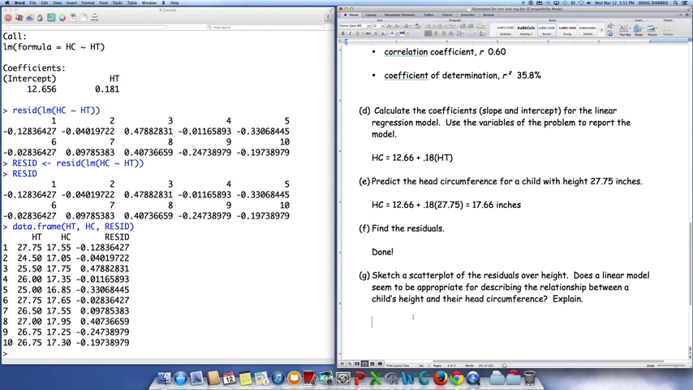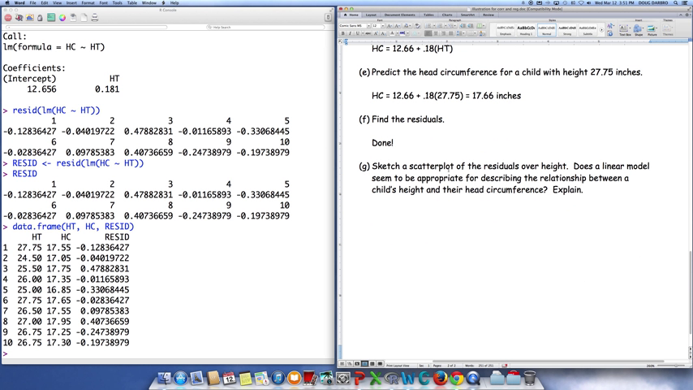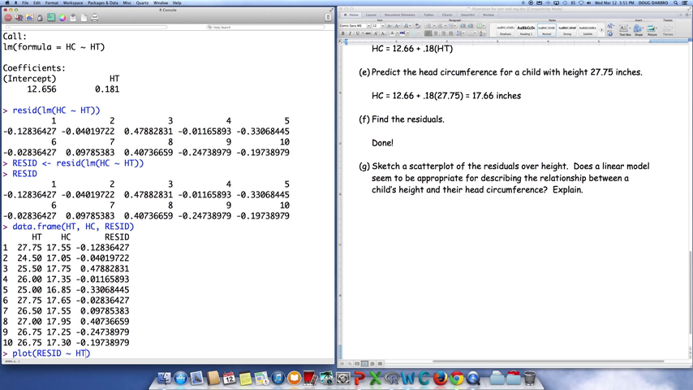Now the reason we do the residuals in this video is we want to sketch a scatter plot of the residuals over our height. And we can use this plot to determine if a linear model is appropriate for describing the relationship. So from before, we want to come over and do plot, and I want to do my y tilde x. But in this problem, my y are the residuals, and I want to examine that over my x, which is height. Now there's no reason to put abline on this one as we did before, because we're not going to use this plot to make any predictions. This plot is to examine the appropriateness of the linear model in describing the relationship between height and head circumference.